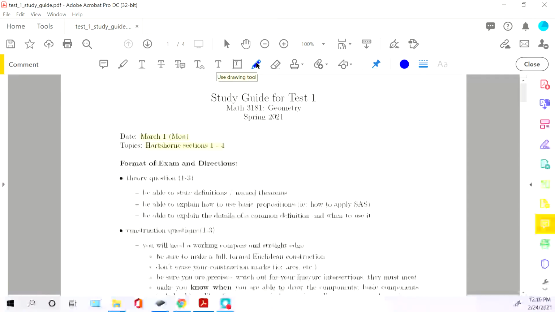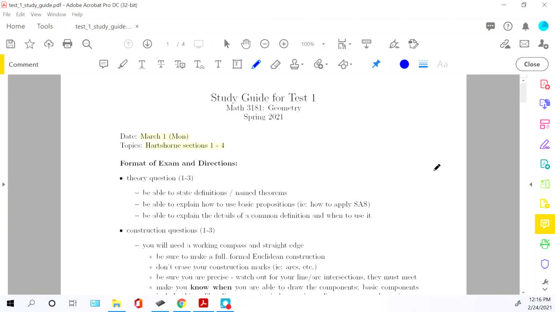So you should expect to see things that are proofs, but you should also expect to see things that are correct formal classical constructions, as well as some extra questions to talk about what I consider theory questions dealing with things like terms and how to interpret various stuff.